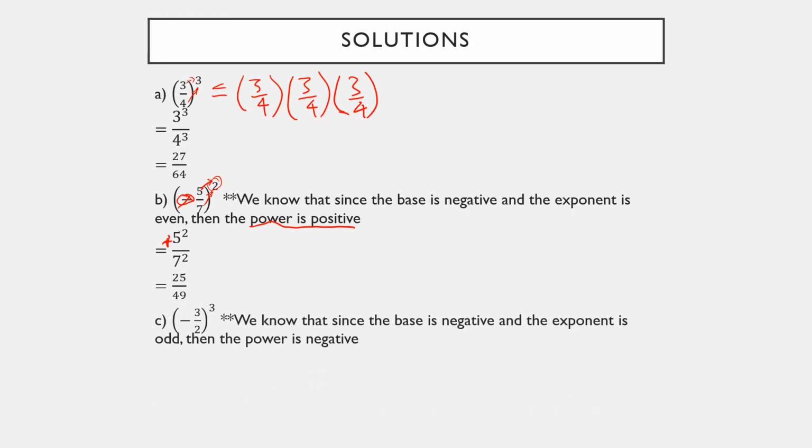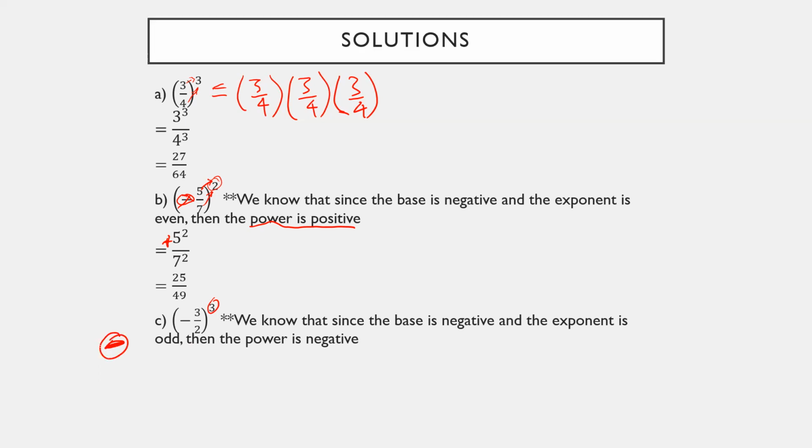The next example, we have negative 3 over 2 to the power of 3. In this case, because the base is negative but the exponent is odd, because 3 is obviously an odd number, we know that the whole power will be negative. Because you know it's negative, we just put a reminder to ourselves to put a negative sign in front of our answer. We know that the answer will be negative there.